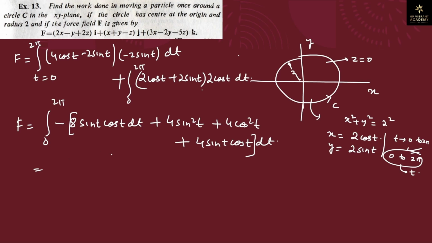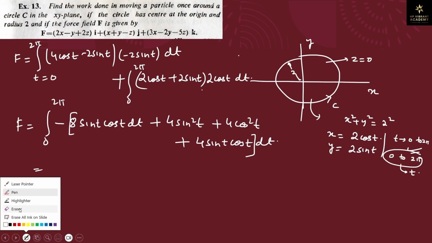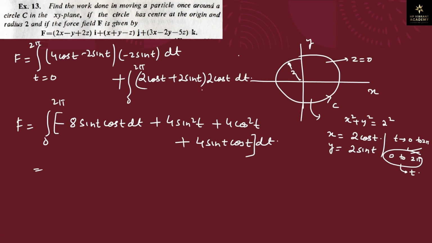So this is equal to, sorry, this is minus 8, this will be outside. Okay, so this is minus 8 sin t cos t and this is 4 sin t cos t. This is minus 4 sin t cos t dt plus 4 of sin square t plus cos square t. This is 4 dt. So this we can write as minus 2 sin 2t. Okay, so we have this as 4 minus 2 sin 2t into dt.